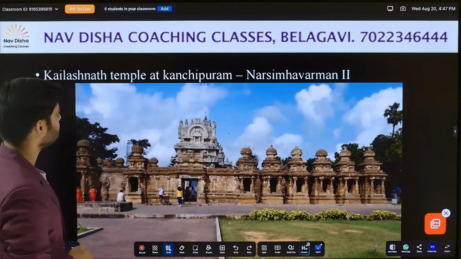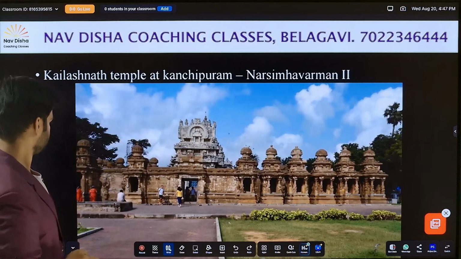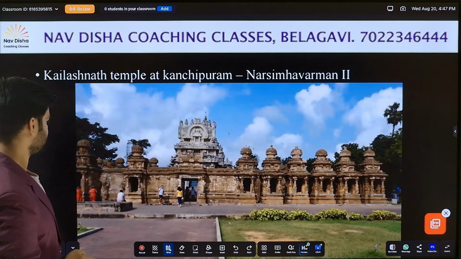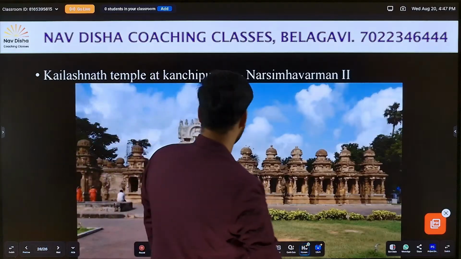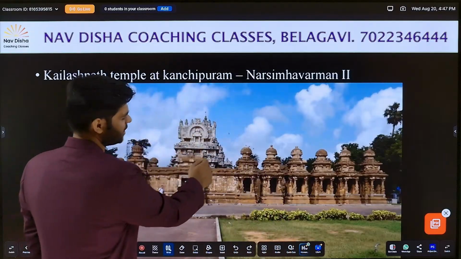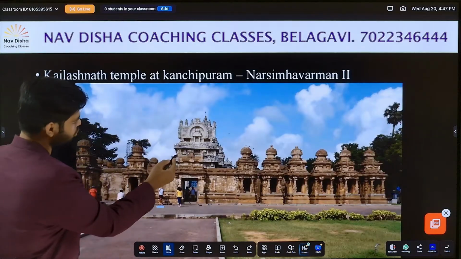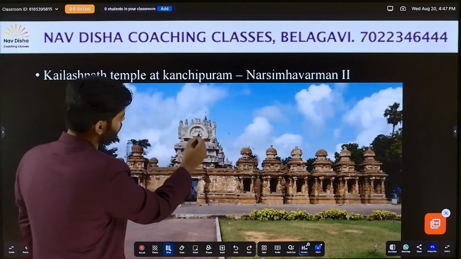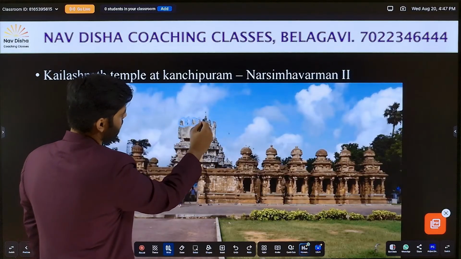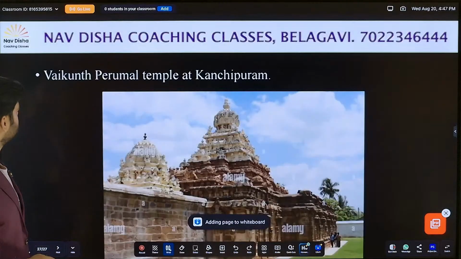Kailashnath temple at Kanchipuram, built by Narasimha Varman II. Here this Gopuram is there, Mandapa will be there, and inside the temple, Kalash, everything. So this is the Gopuram, you can see. Entry is from that side. This is the Gopuram, your pots are there. So this is Kailashnath temple at Kanchipuram.